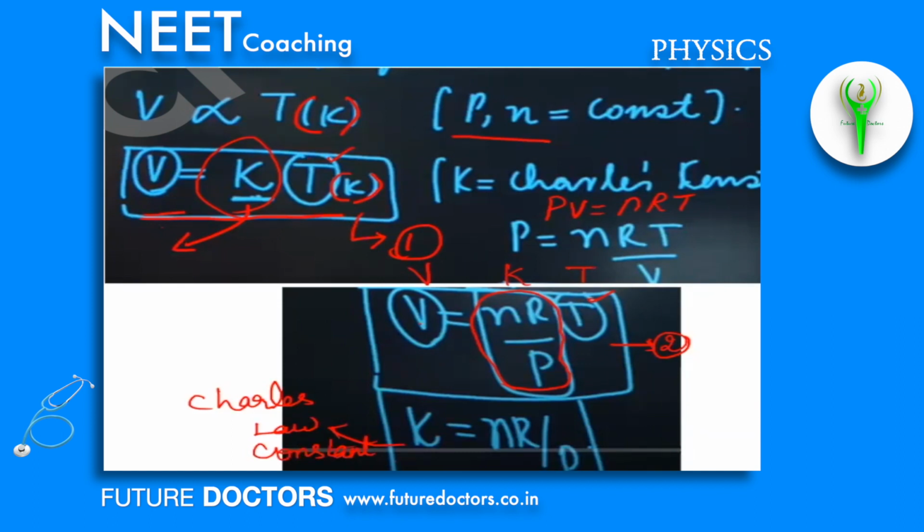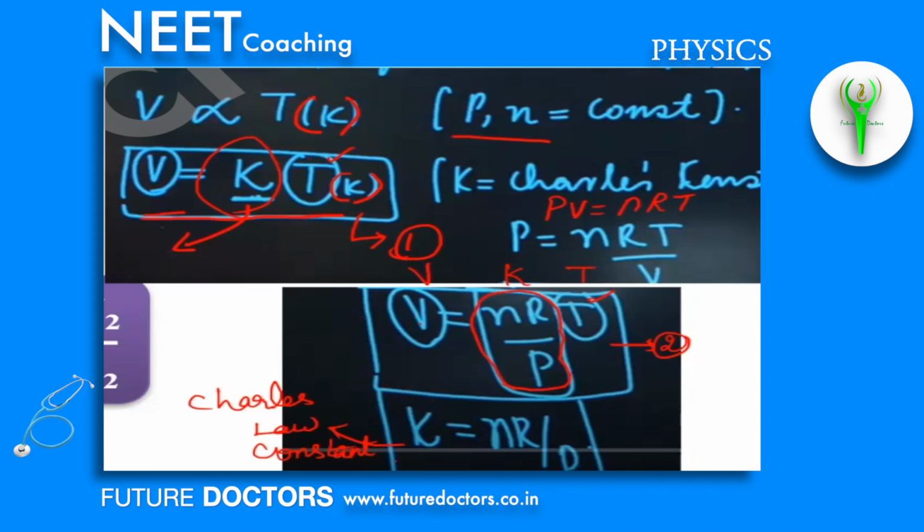So Jacques Charles, he stated this law. At constant pressure, the volume of a given mass of a gas is directly proportional to its absolute temperature. So V is proportional to T, or V is equal to KT, or V by T is equal to K. Or we can write V1 by T1 is equal to V2 by T2.